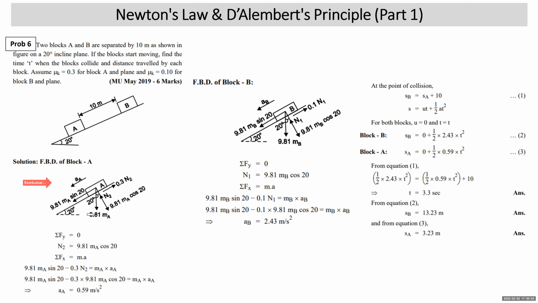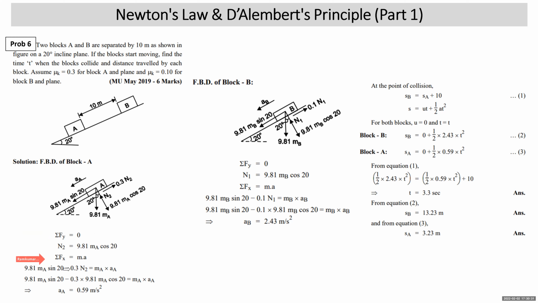So we can resolve the weight along the plane, 9.81 Ma sin 20, and normal to the plane, 9.81 Ma cos 20. Motion of the block is down the plane, so friction is upward. Between block A and the plane, the coefficient of friction is given as 0.3, so friction will be 0.3 N2. Let's write sigma Fy is equal to 0, so N2 is 9.81 Ma cos 20. Sigma Fx is equal to Ma: 9.81 Ma sin 20 minus 0.3 N2 is equal to Ma.